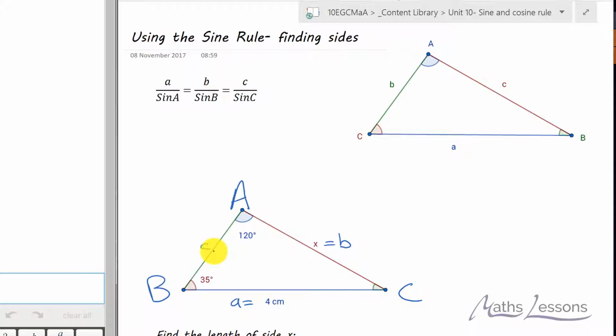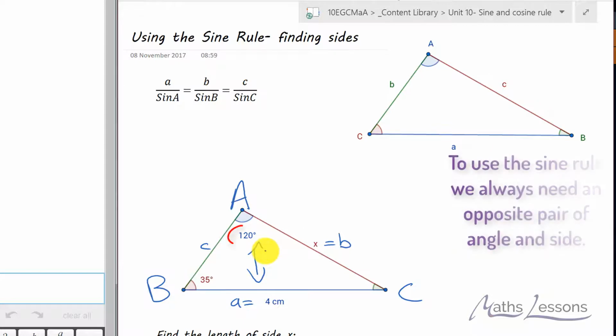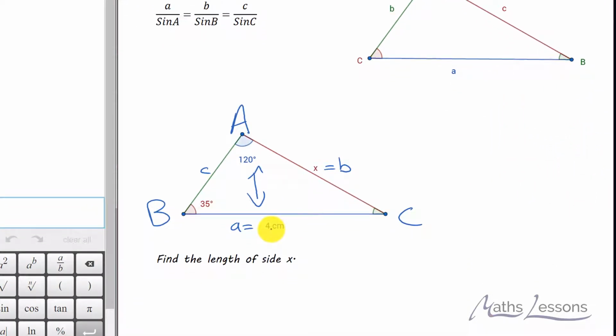The key thing to using the sine rule is to have opposite pairs. If you do not have an opposite pair, you will not be able to use the sine rule. So that means you have the angle and its opposite side. We've now identified that, so we're going to write out the bit of the formula we need: a over sine A equals b over sine B.